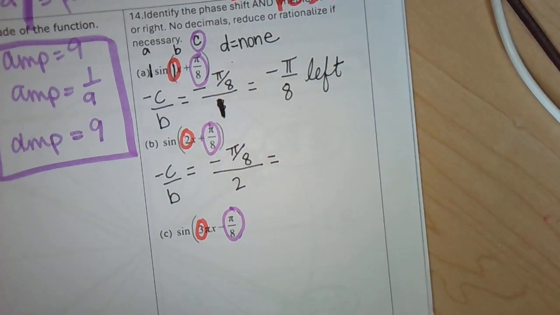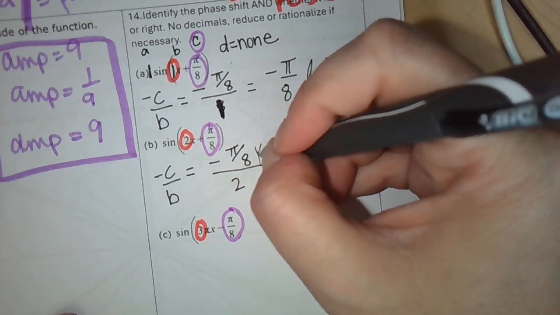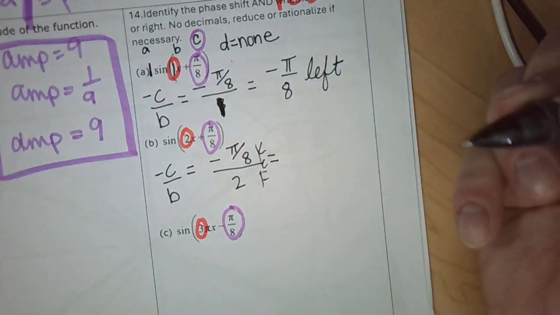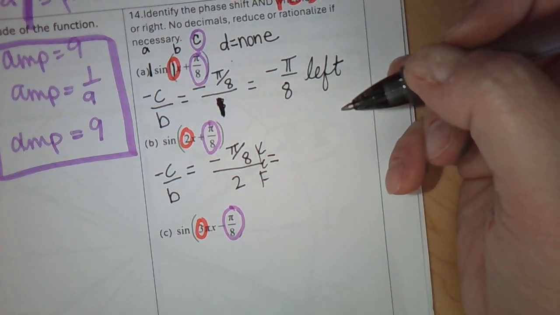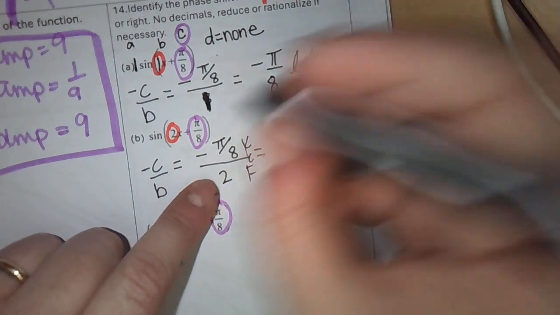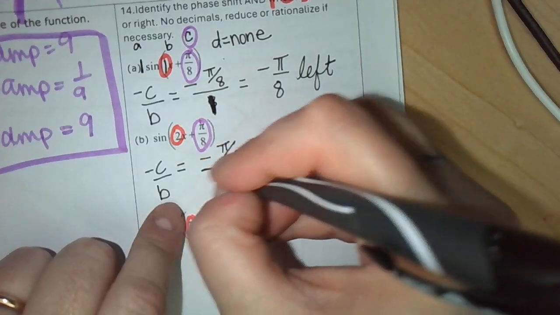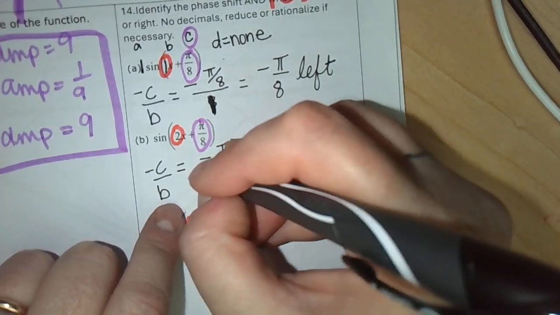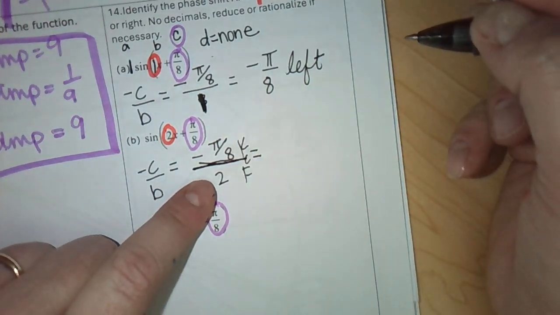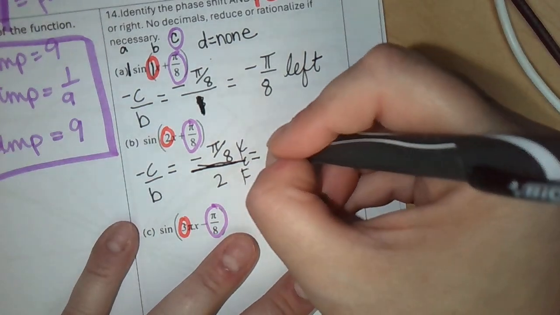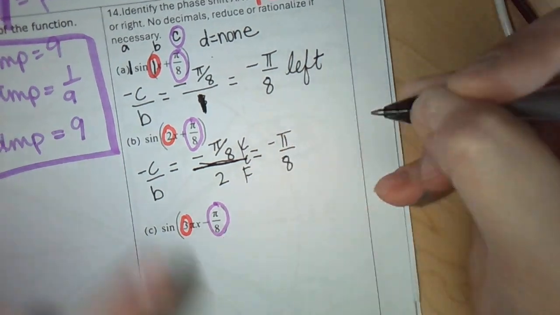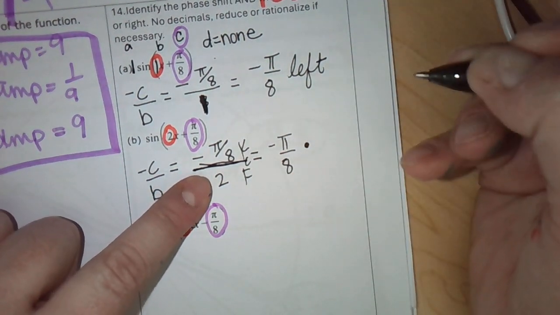Now we've got to do keep, change, flip, because anytime we divide with a fraction, something's going to happen. The big bar that separates the c and b is what separates the top and bottom. So we're going to keep negative pi over 8. We're going to change the big bar to a multiply dot.